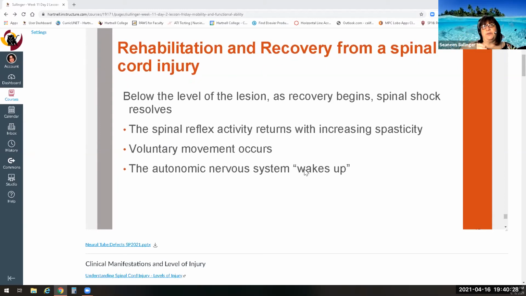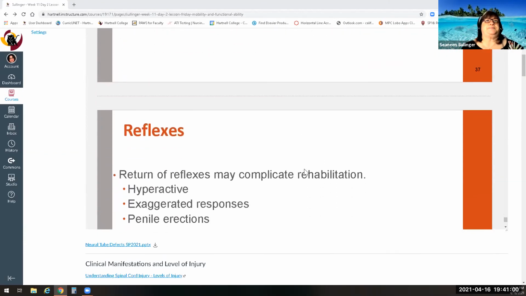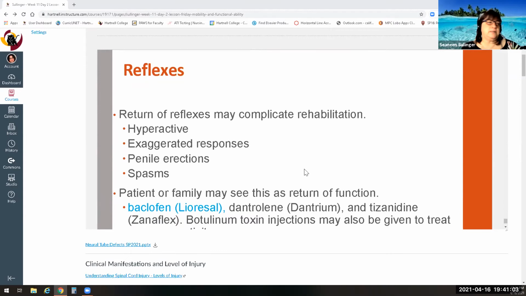As recovery begins below the level, the shock starts to resolve. And so you go from being flaccid, which is very loose, to spastic, which might be what you're thinking of, when the spasticity comes back. That's when they start to have contractures, and the autonomic nervous system is now waking up. We've been in sympathetic all the time, now autonomic is coming in. So you get that increasing spasticity. You can also get some voluntary movement, but a lot of times it's like a spasm, and the limb will just move. And so you get spasms, hyperactive responses.